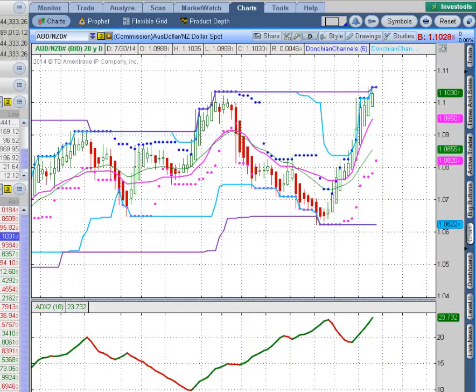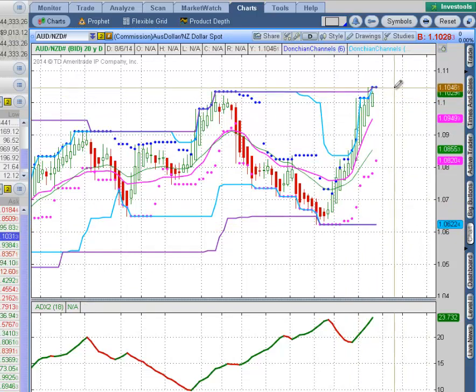The second pair is the Aussie New Zealand dollar. Price had been going sideways. This would be a bullish trade, but presently the price is at the top of this sideways channel.